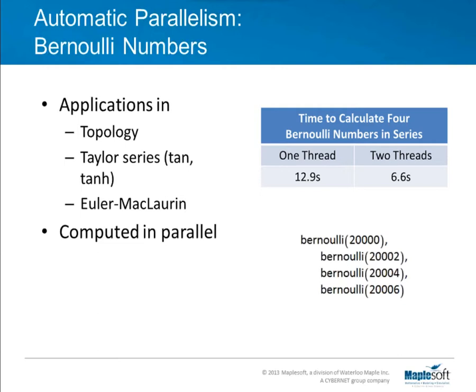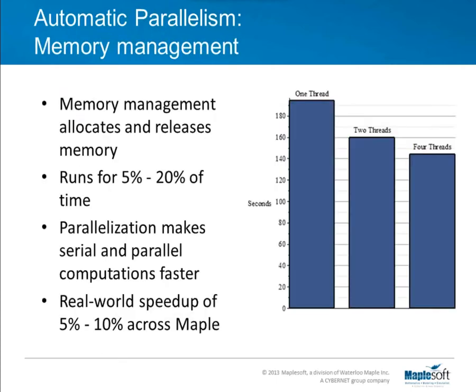We also parallelize the generation of Bernoulli numbers as well. These have applications in topology, Taylor series expansion, and the Euler Maclaurin series as well. So if I want to calculate these 4 Bernoulli numbers, Maple computes them in parallel. If I restrict Maple to using one thread, it takes about 12.9 seconds. If I let Maple use 2 threads, it only takes 6.6 seconds. Again, that's a real tangible time savings. Now, there are other automatically multi-threaded functions in Maple, but let me put those to one side for a second.